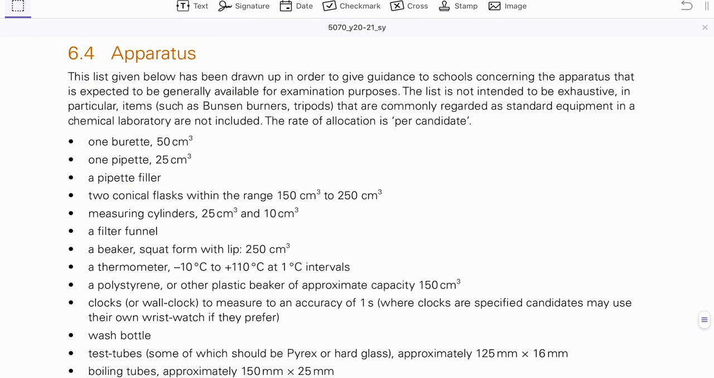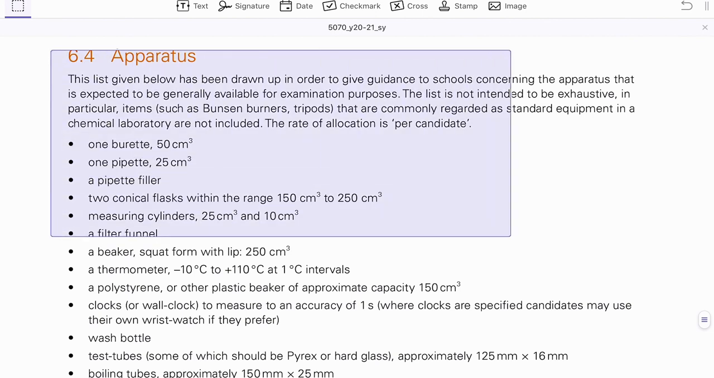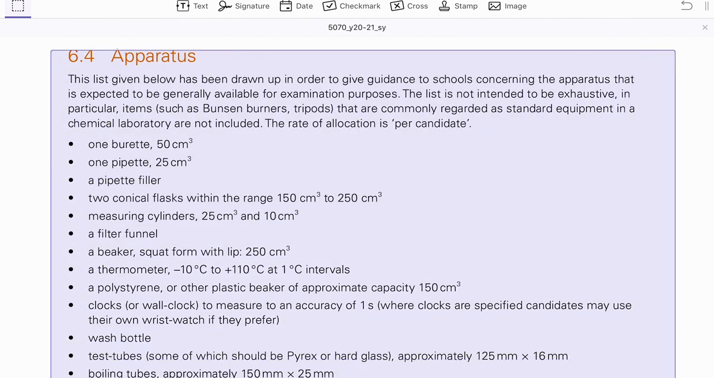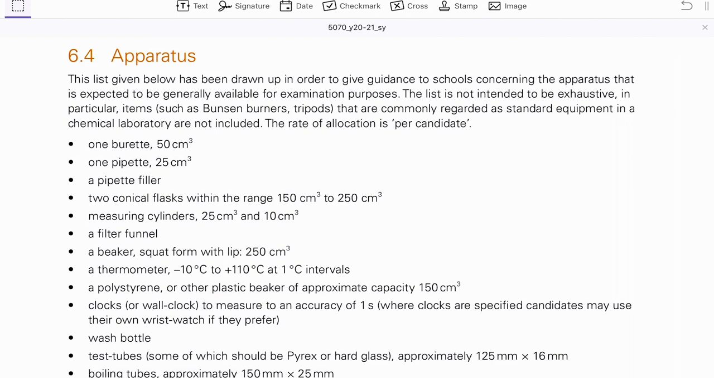All right, the most important bit, they give you the minimum stuff that you need in O-level practical, yeah? You need a burette and pipette, so that's typical for titration, pipette filler as well, conical flask, all right? You should know about the quantity of these because quantities are important as well. So it's important to appreciate what is a 50 cm cube burette and what is a 25 cm cube pipette, yeah?